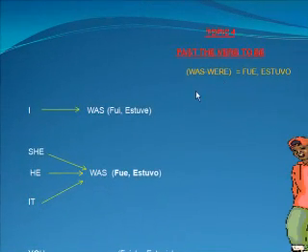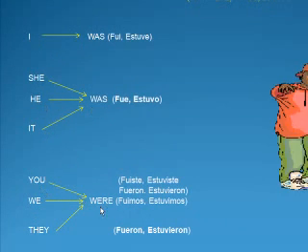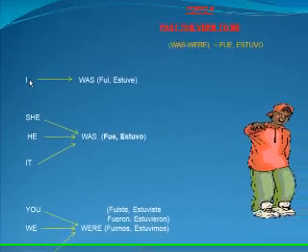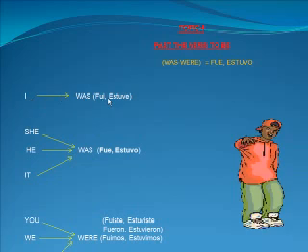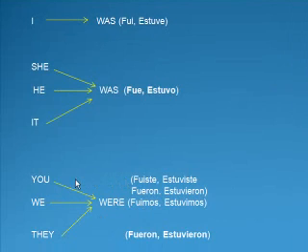Topic number 4: the verb to be, was, were. Fue, estuvo. I, she, he, it, you, we, and they. I was, she was, he was, it was, you were, we were, they were. The verb to be, was, were, with the pronoun I. Was with she, he, and it. Only were with you, we, and they.